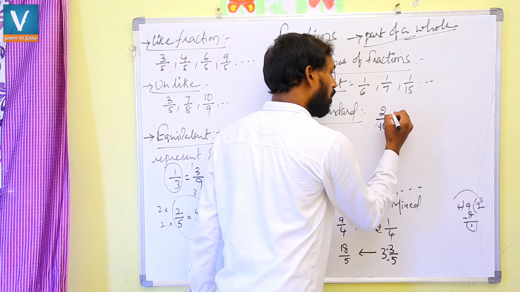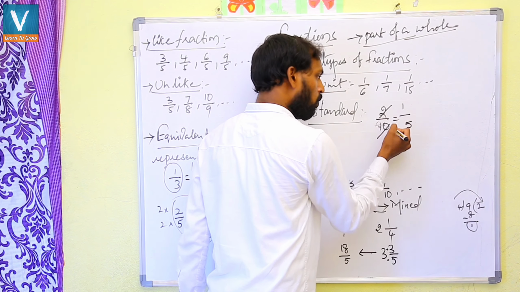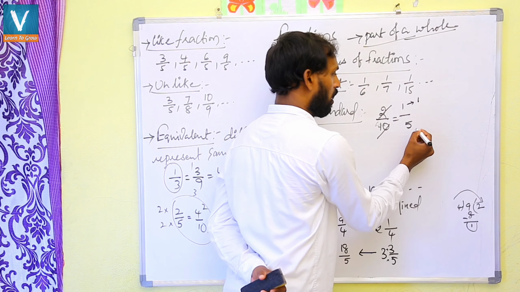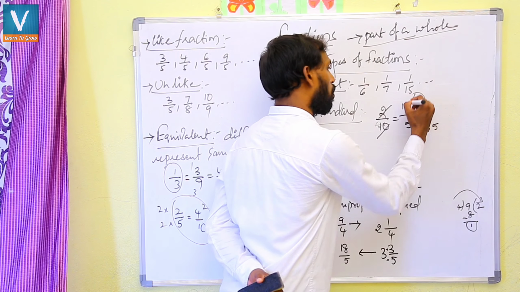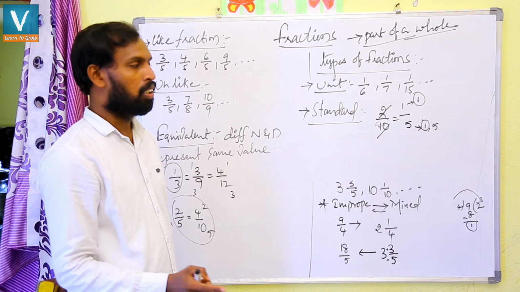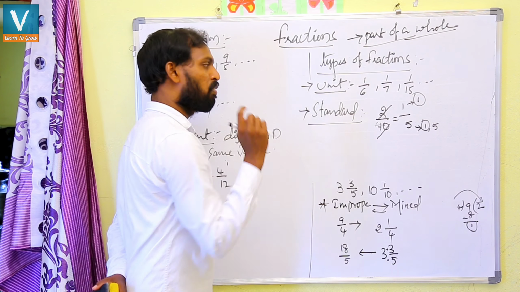Now what I am doing? 2 1s are 2, 2 5s are 10. I did the cancellation. Now compare 1 by 5. For 1 we have only 1 as a factor. For 5, 1 and 5. So we get 1 as the only common factor. If the numerator and denominator have the common factor as 1, that is called the lowest form of the fraction or standard form of the fraction.